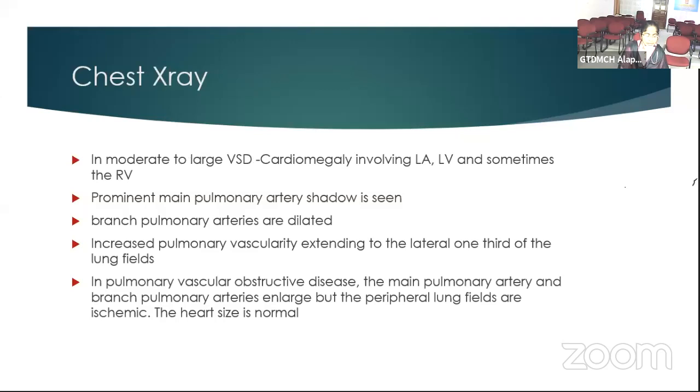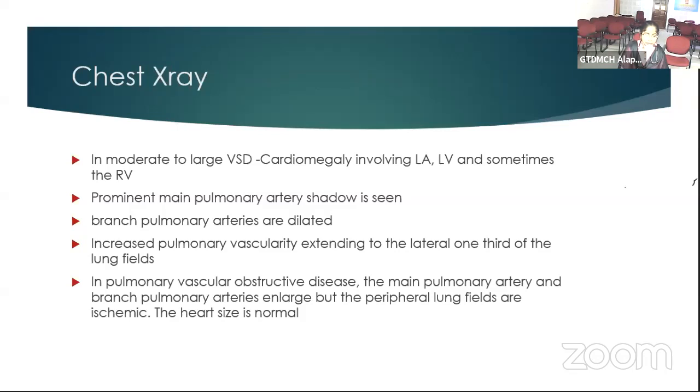Coming to the chest X-ray, in a small VSD, chest X-ray will be normal. There will be no cardiomegaly, there will be no pulmonary vascular changes. In moderate to large VSDs, there will be cardiomegaly involving the left atrium, the left ventricle, and sometimes the right ventricle. Right ventricular enlargement is usually seen in large VSDs. Then prominent main pulmonary artery shadow is seen because there is pulmonary artery enlargement. Then branch pulmonary arteries are also dilated. Then increased pulmonary vascularity extending to the lateral 1/3 of the lung fields is seen.